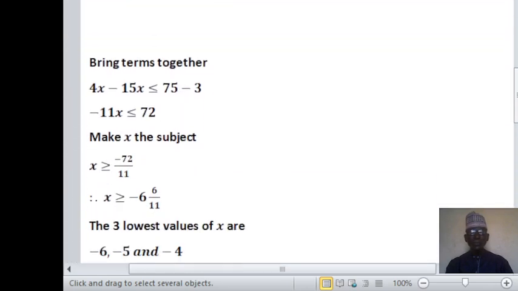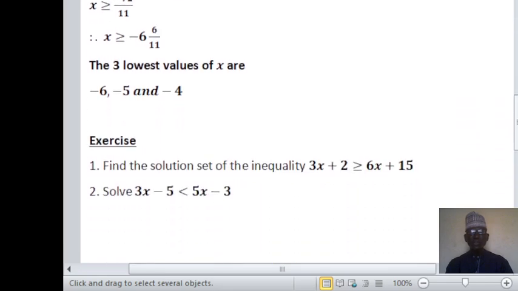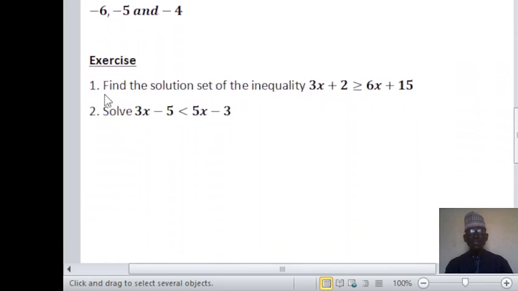So I leave you here with some few exercises. Number 1, find the solution set of the inequality 3x plus 2 greater than or equal to 6x plus 15. Number 2, solve 3x minus 5 less than 5x minus 3.